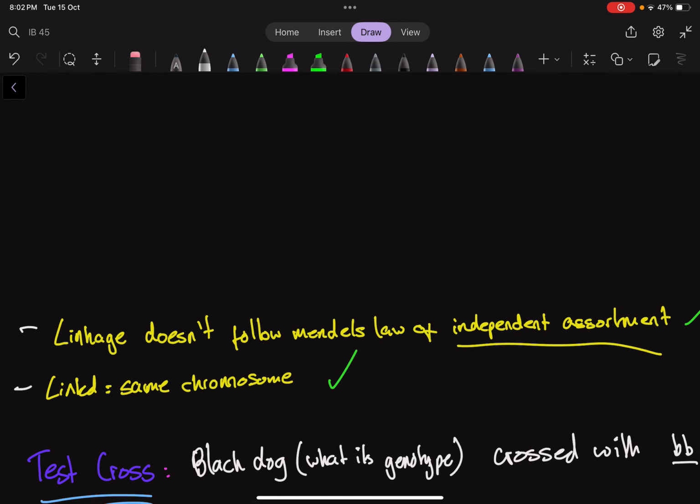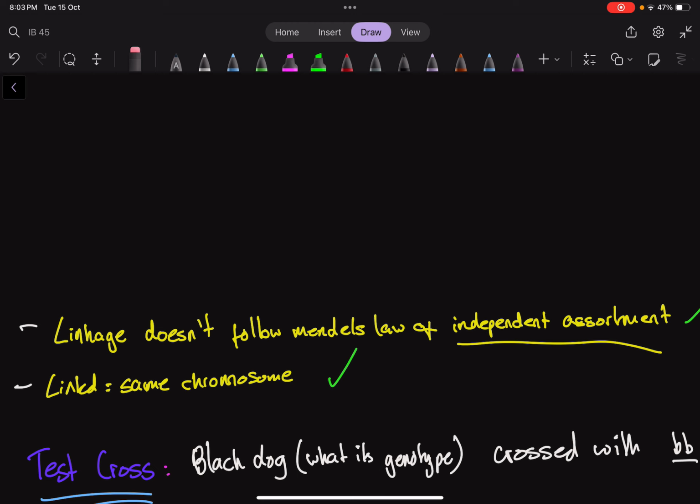Linkage doesn't follow Mendel's law of independent assortment. If you think of it like, you have allele A and allele B. Independent assortment means just like probability, where A goes doesn't influence where B goes because they're on different chromosomes. So B can choose to go here or B can choose to go here. If they were linked, where A goes, B would go, and where B goes, A would go. So they are dependent on each other.